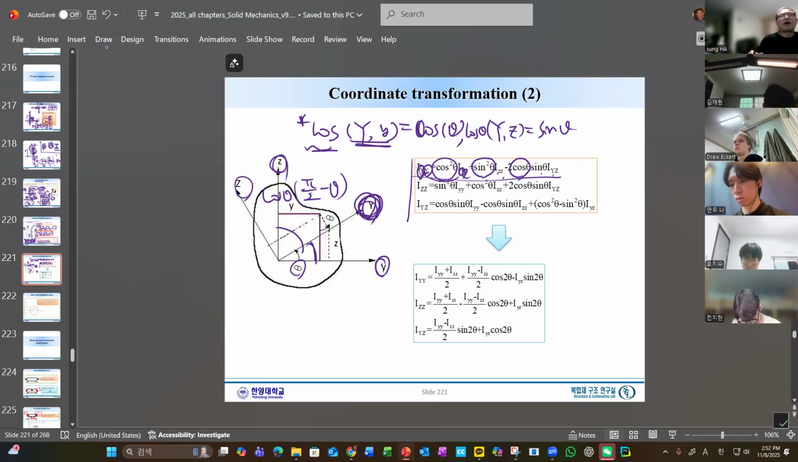So you know what I'm trying to say? Always there are two axes, and there's two angles, and two axes make the angle, and then cosine theta. Actually, there is another one.